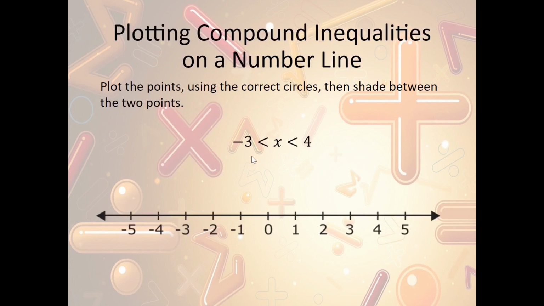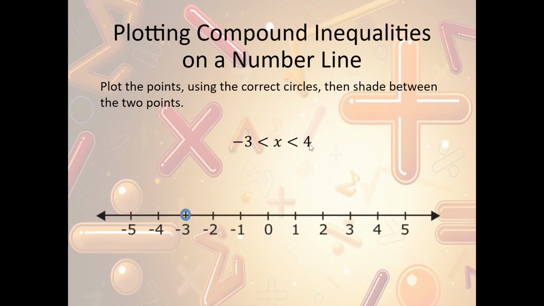So how do we do this on the number line? Well, we're going to do the first part. Well, we see that we need to plot a point at -3. So we're going to start with an open circle. And we look at the symbol here. They didn't add anything extra, so we won't either. So we'll leave it at -3.